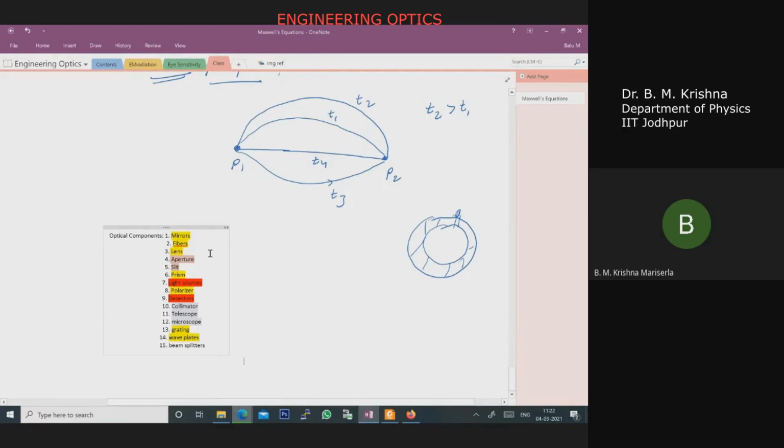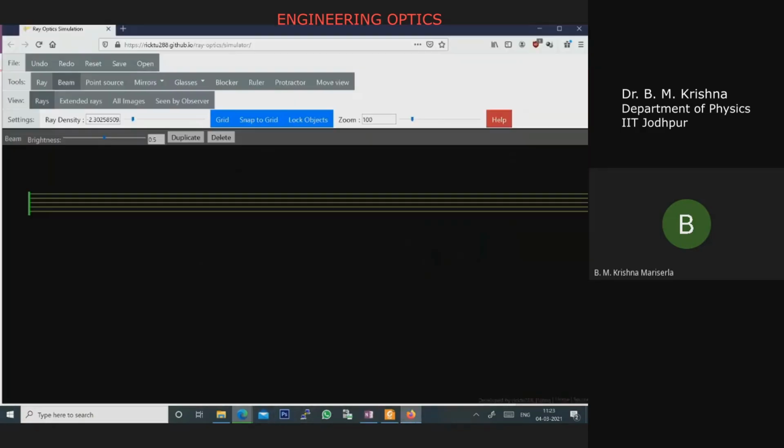Okay, so now today we will see what things you can observe when rays of light go through some optical components. So this is the collimated beam. Okay, whatever you are seeing here is the collimated beam.